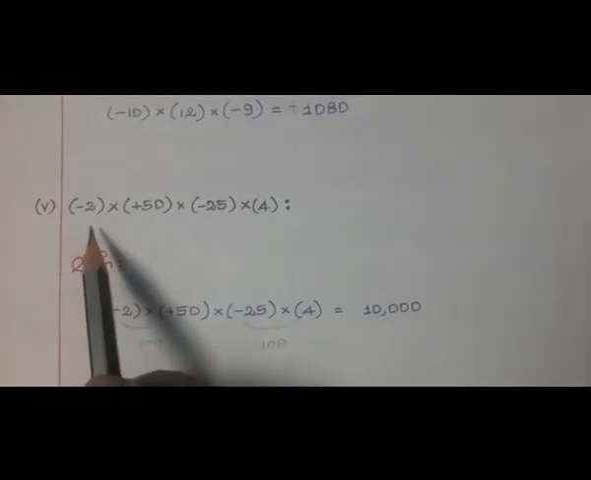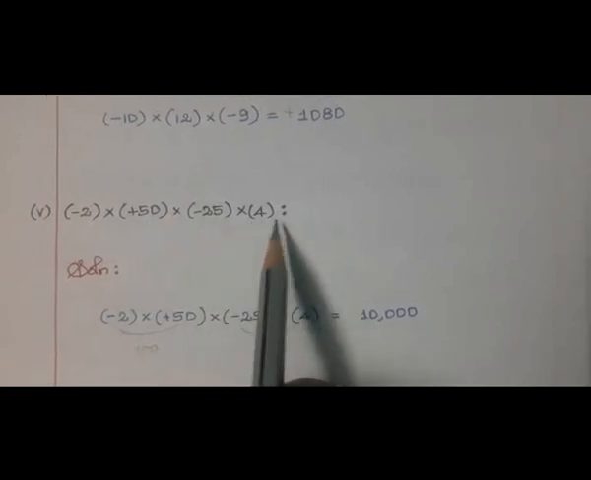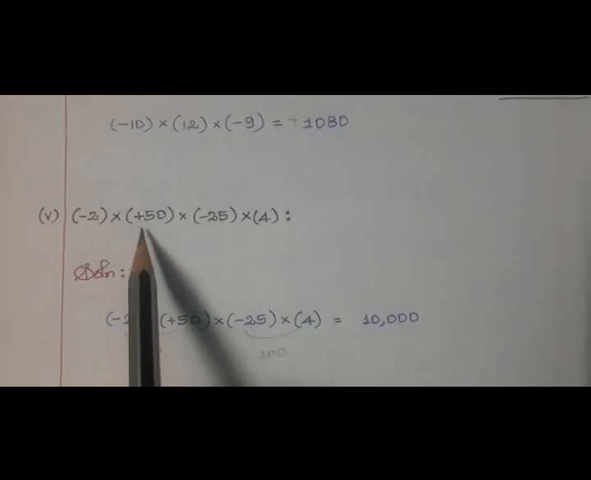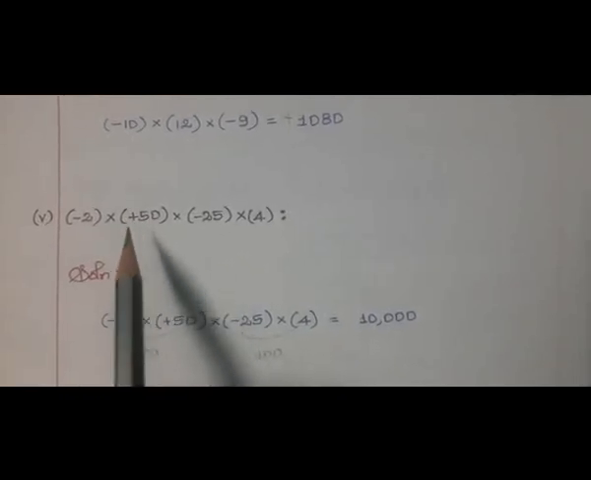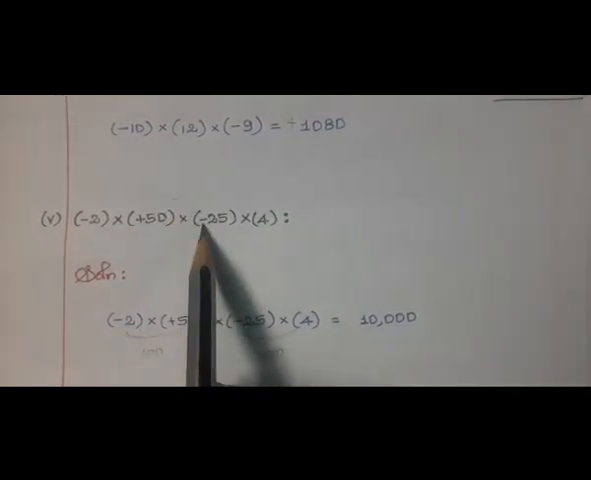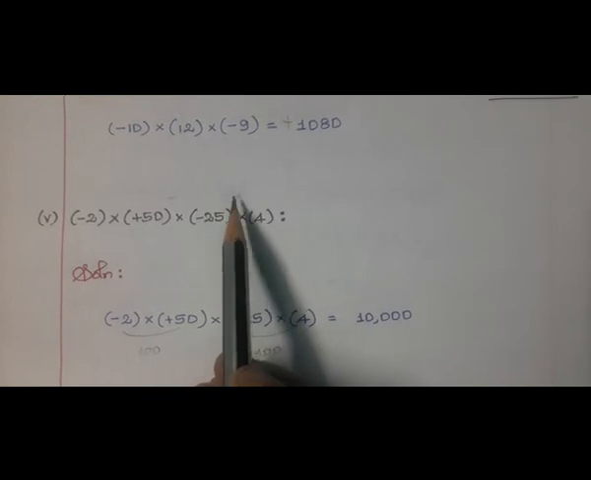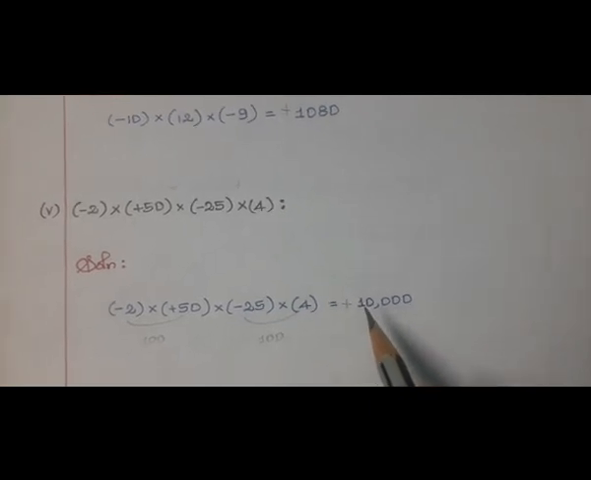The fifth question is minus 2 into plus 50 into minus 25 into 4. So minus into plus, always bear in mind that we have to calculate the sign first. Minus into plus is minus. Again minus into minus is plus. Again plus into plus is plus. So we are clear that in the answer we have to put plus.